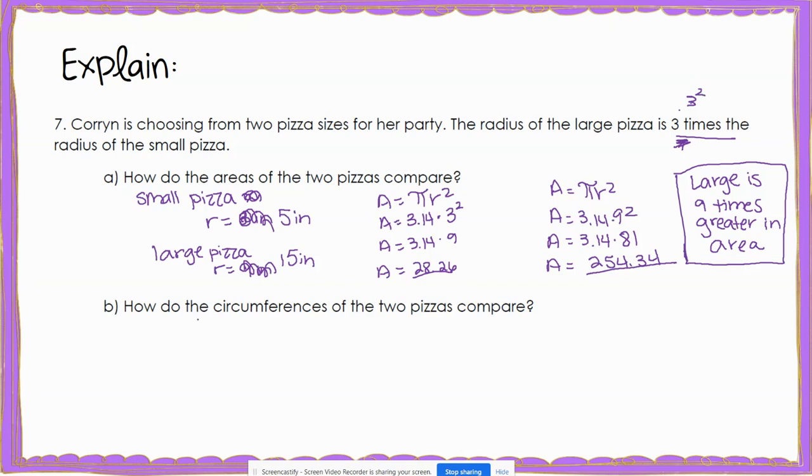Now I want you to find the circumference. How do the circumferences of the 2 pizzas compare? So you're going to do the same thing, and you are going to use a number for the radius of the small pizza, and then find the radius of the larger pizza and figure out how these compare. What you'll notice for this is that the circumference of the larger pizza is 6 times the circumference of the smaller pizza.